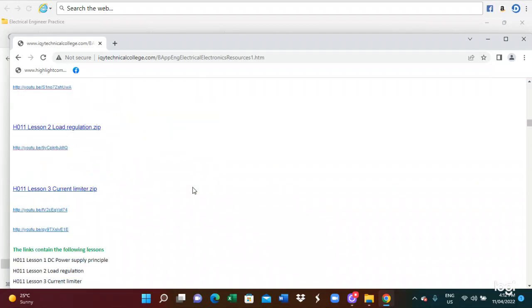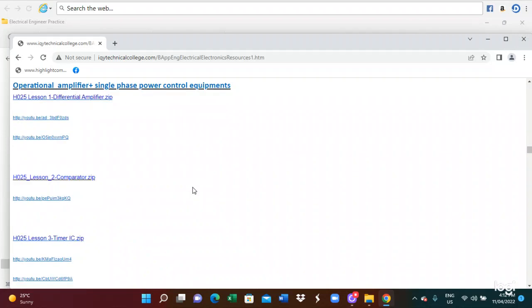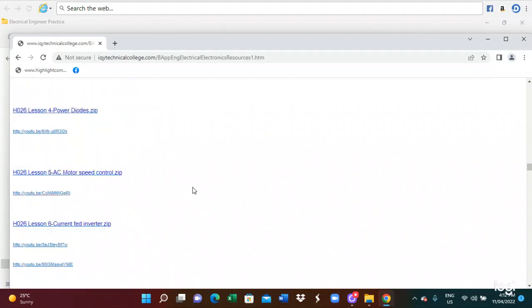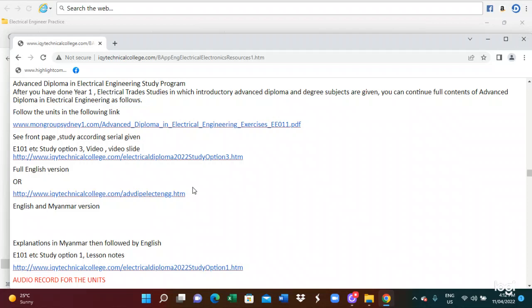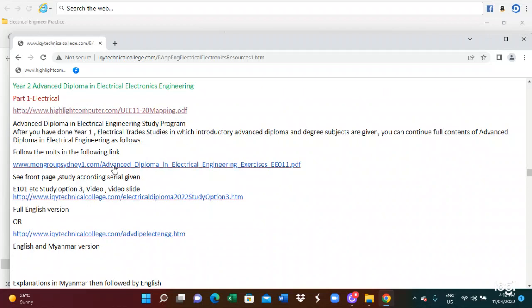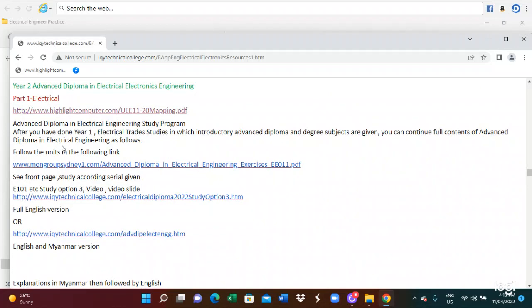First, we go to the electrical diploma 2022. Okay, so the electrical diploma 2022 has this system. So in this case, you can do the advanced diploma electrical engineering program. After you have done a year 1 electrical trade study, in which introductory advanced diploma degree subjects are given, you can continue the full content of the advanced diploma electrical engineering.